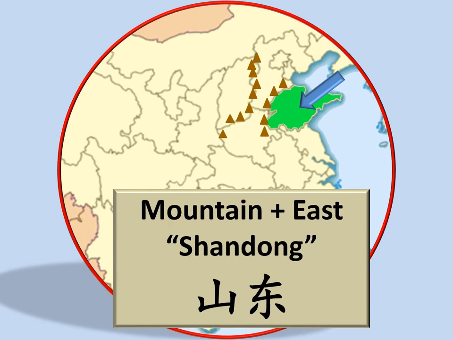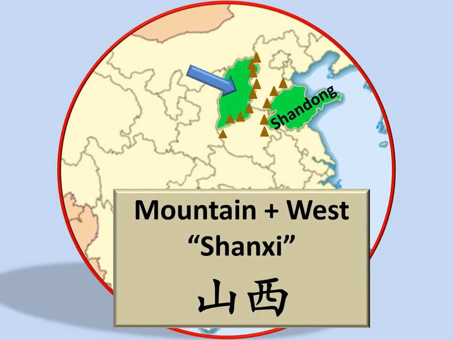Combine the words for mountain and east, and we have Shandong. This is the name of the province to the east of these mountains. Mountain and west give us Shanxi, the name of the province to the west of the mountains.